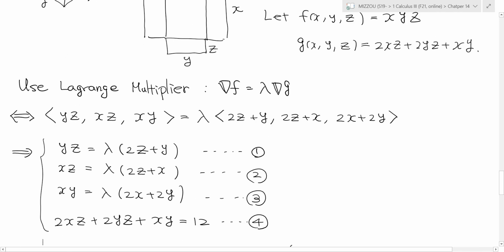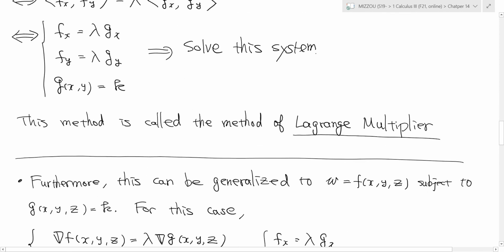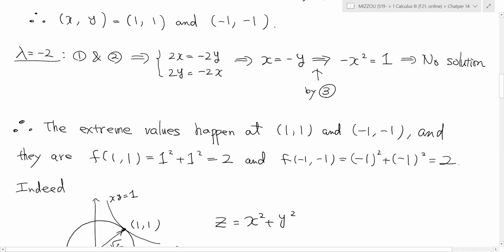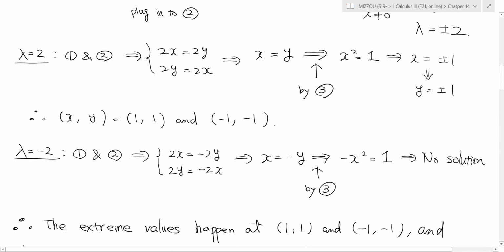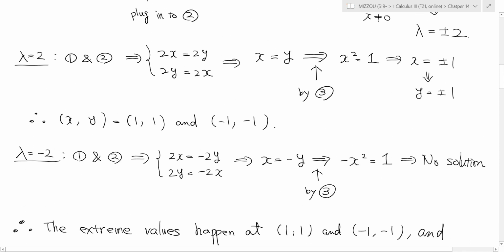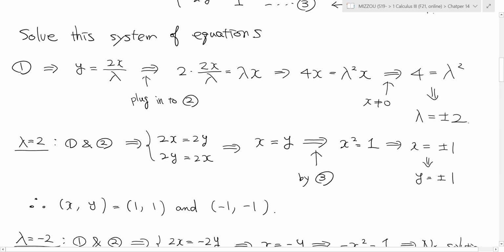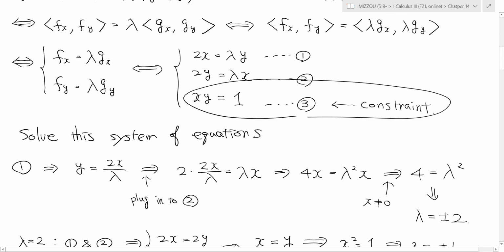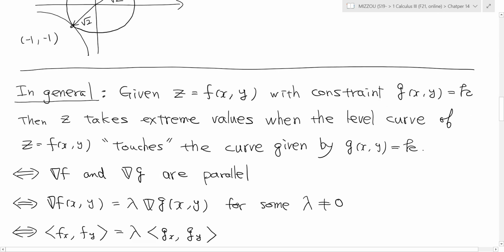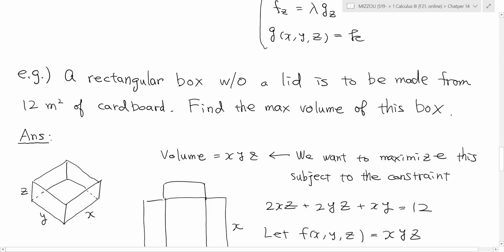And the same thing happens, by the way, in the previous problem. Let's go back to the previous one. After all, once you get lambda, and by using 1, 2, and so on, you get x is equal to y. And then for the last step, we use the constraint. 3 was the constraint for this case, the constraint equation. Anyway, so this is the method of Lagrange multiplier. Okay, so this is pretty much the end of the video.